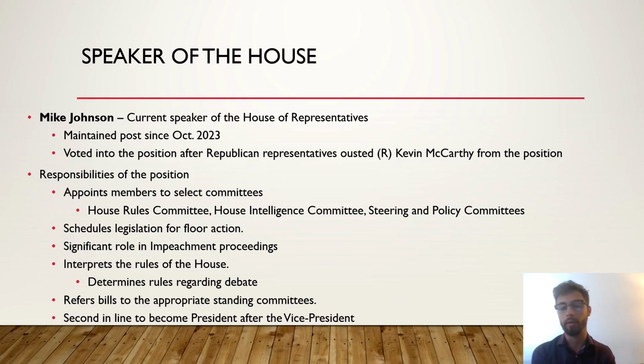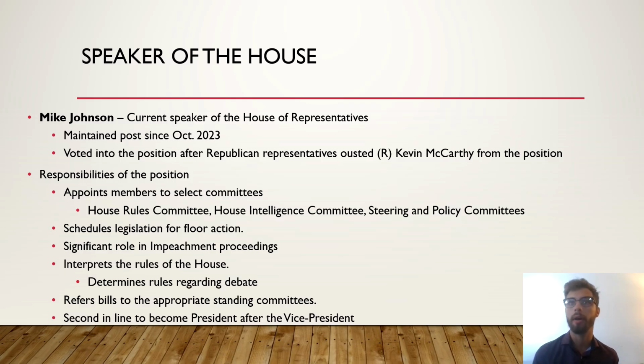And we will look at the role of committees in just a moment, as they play a primary role in the legislative process. If a bill cannot make it through a committee, a bill cannot get passed. So the Speaker of the House will also schedule legislation for floor action, for floor votes. They will determine what bills go to what committees to see what focuses will be examined in more detail.